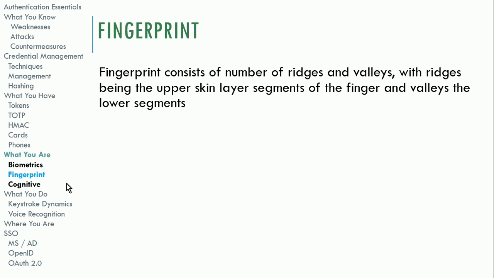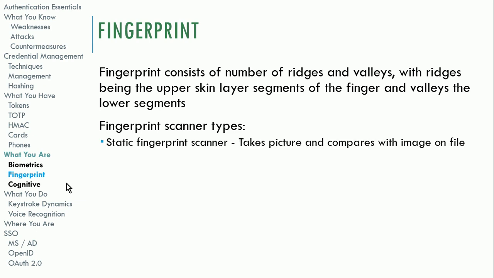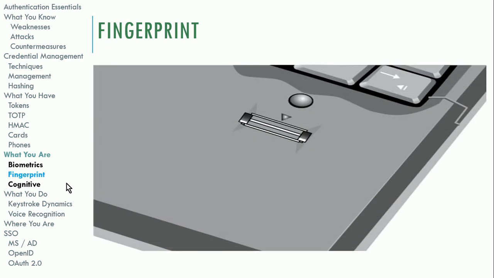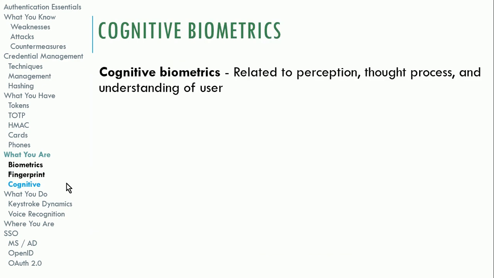A fingerprint consists of ridges and valleys: the ridges are the upper skin layer segments of the finger, and the valleys are the lower segments. You have static fingerprint scanners, which take a picture and compare it to an image file. You have dynamic fingerprint scanners, which use a small slit or an opening where you slide your finger across the slit. This is how most cell phones work, where you slide it across that little slit and there's a little scanner.